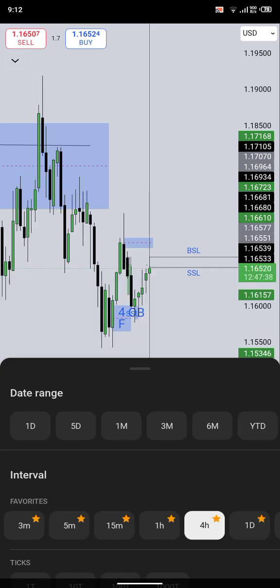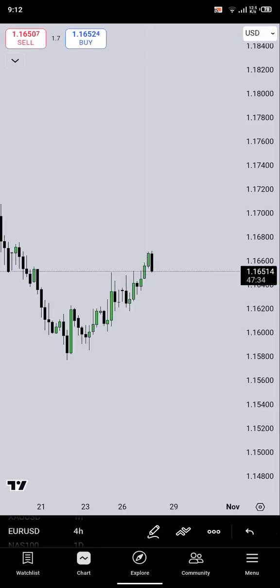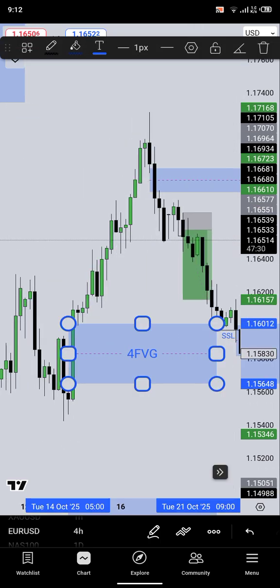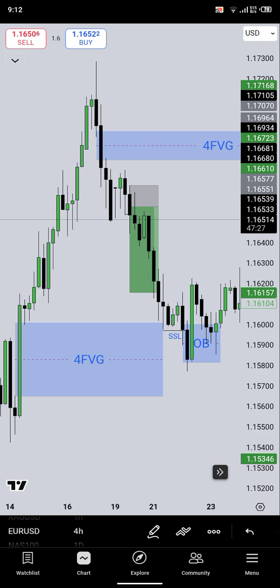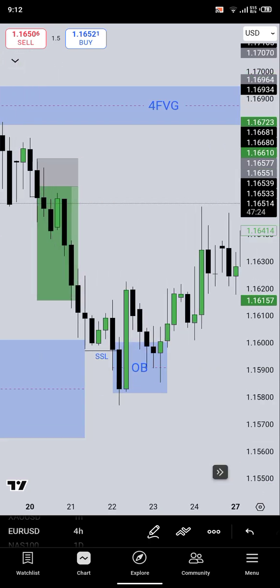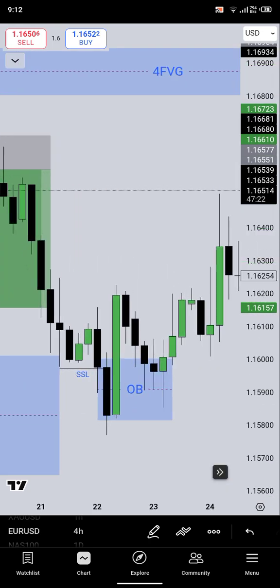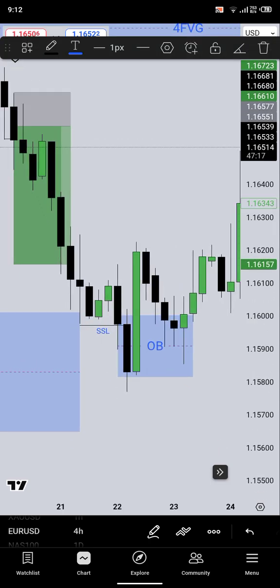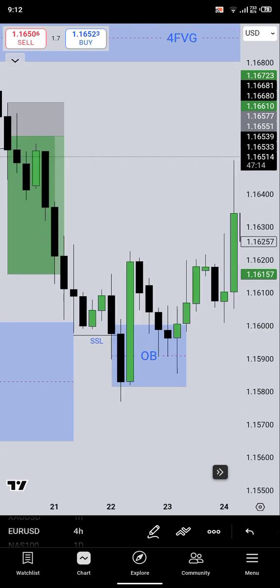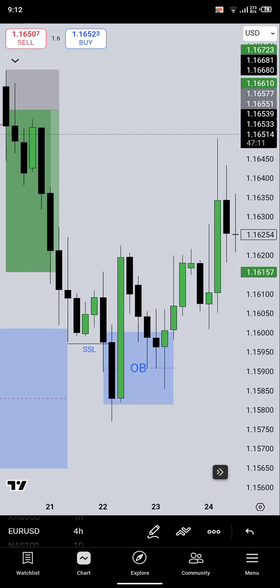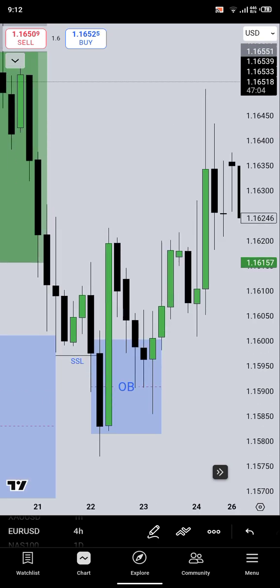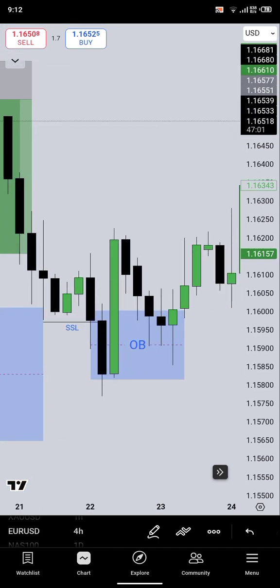So when we come to the 4 hours, we have this 4 hours fair value gap which price came into. Then when price came into the 4 hours fair value gap, we see a change of state of delivery, sell side liquidity pushed into, and then a massive shift to the upside. We see this one single bullish candle passing to the upside, changing the state of delivery of price. And then we have the order block.